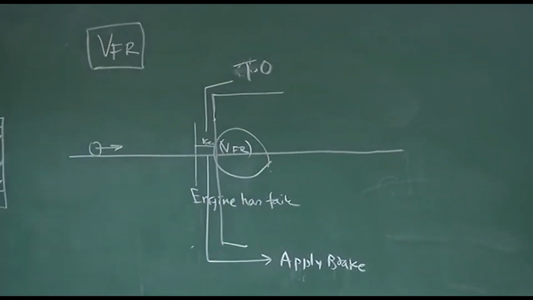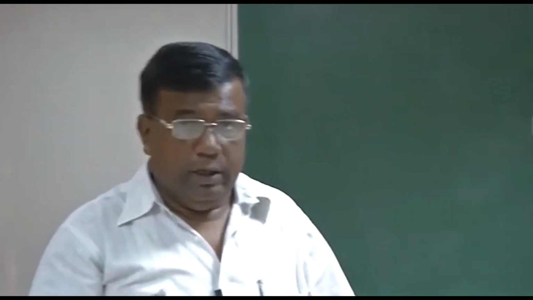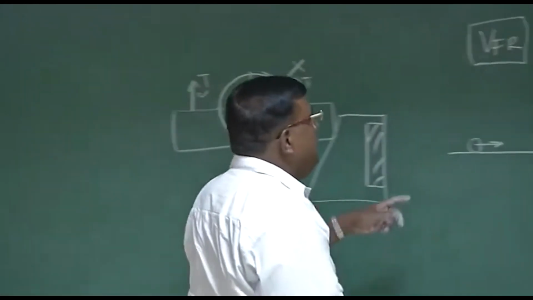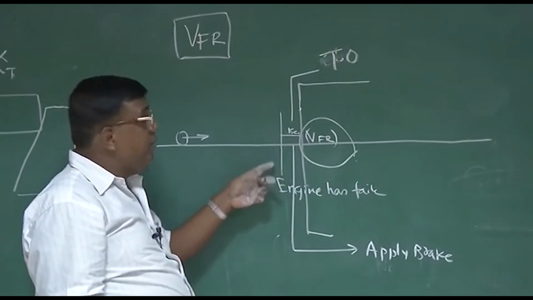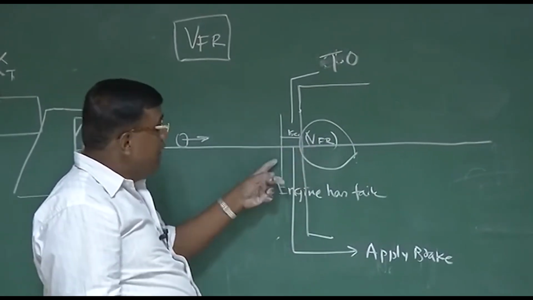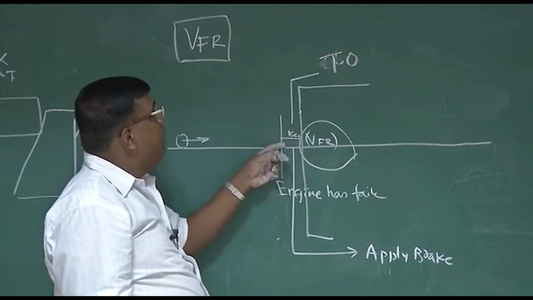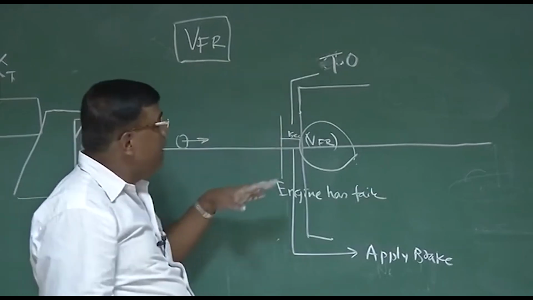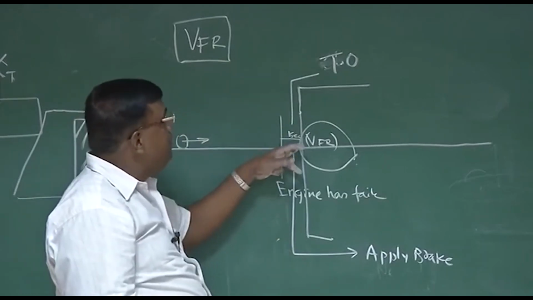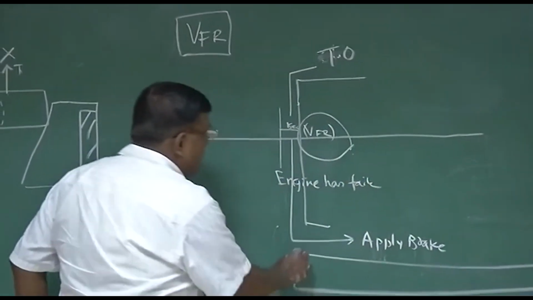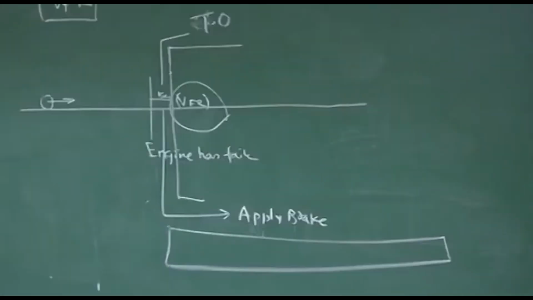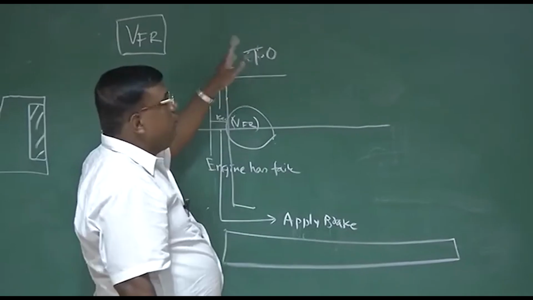What is that speed reference with which the pilot will compare the speed at which one engine has failed? He will compare and see if that speed at which the engine has failed is less than VFR, then he will apply brake, or more than VFR he will go for takeoff. Meaning thereby, if the failure speed is less than VFR, he should have enough field length for making the aircraft come to a standstill. If it is more than that, then he should go for a takeoff.